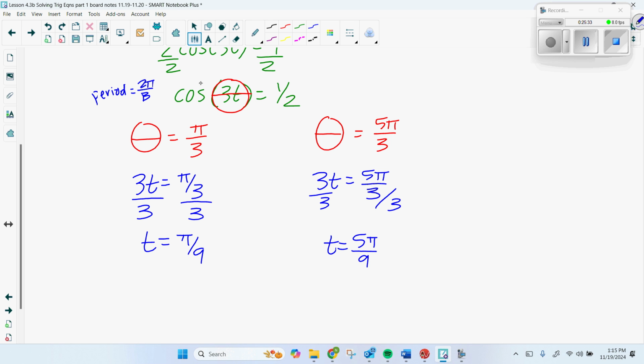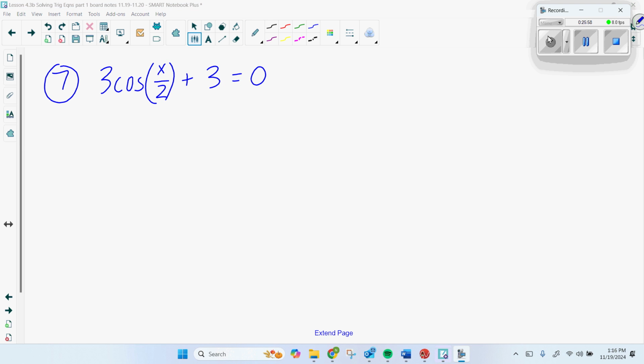So you would say pi over 9 plus 2 pi over 3 n. So it's repeating every 2 pi over 3 now, instead of repeating every 2 pi, just because the wave was squished. And so here I would also write plus 2 pi over 3 n, because it's going to repeat every period. Cool. So on number 7, if you want to add parentheses around the x over 2, just to show that, hey, that's the argument, okay?